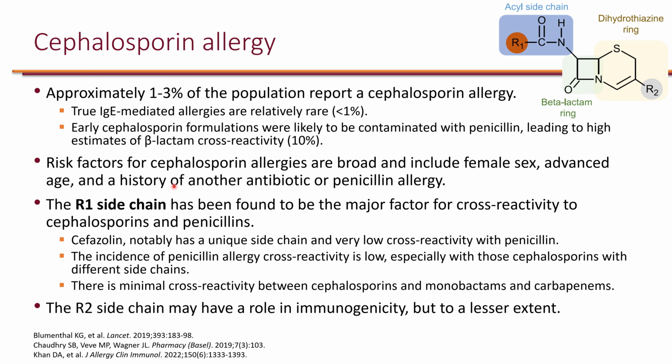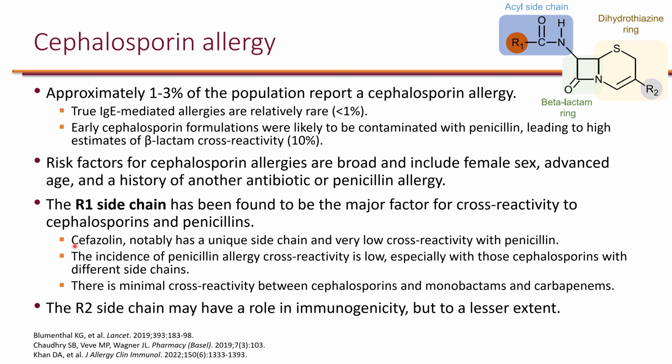Now, when it comes to cephalosporin allergy, about 1 to 3% of the population report cephalosporin allergy. So even more rare to have true cephalosporin allergy. Less than 1% have true IgE reaction. Now with cephalosporin, there are actually two side chains. So there is the R1 side chain. They actually have a R2 side chain. And the second ring is slightly different than the penicillin. The beta-lactam ring is of course identical.